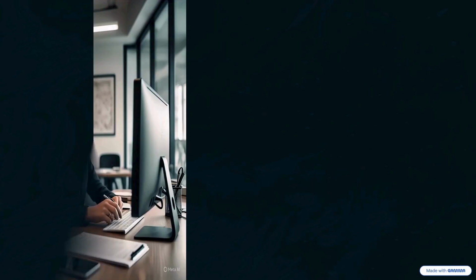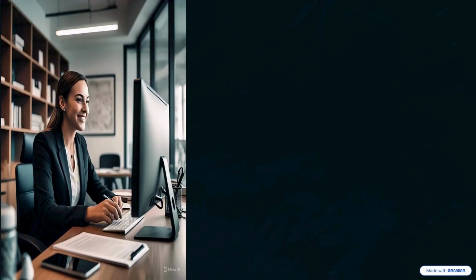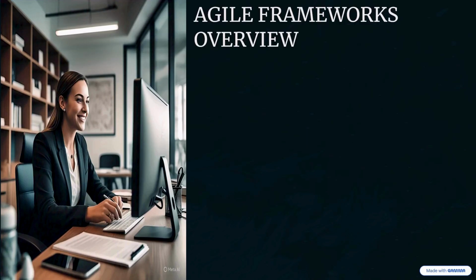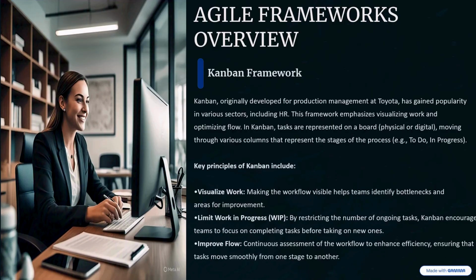Now, let's explore the Kanban framework. Kanban, originally developed for production management at Toyota, has gained popularity in various sectors, including HR. This framework emphasizes visualizing work and optimizing the flow. In Kanban, tasks are represented on a board, physical or digital, moving through various columns that represent the stages of the process. Key principles of Kanban are visualize the work, limit work in progress, and improve the flow.